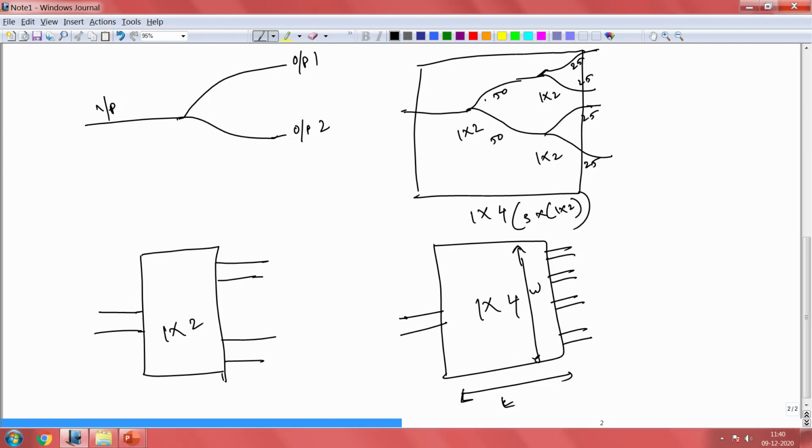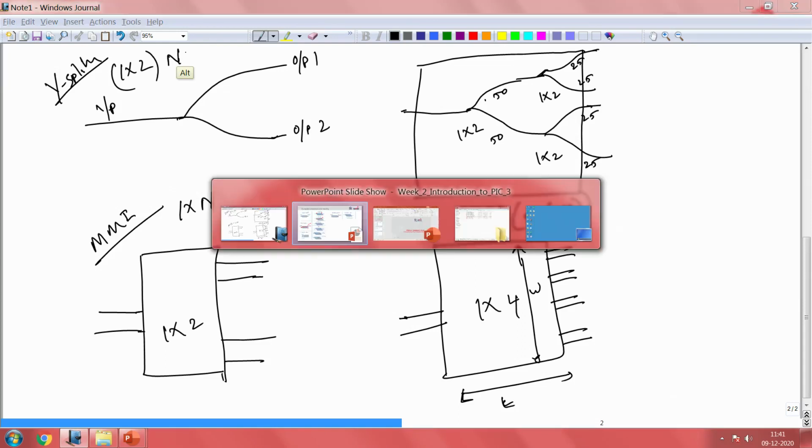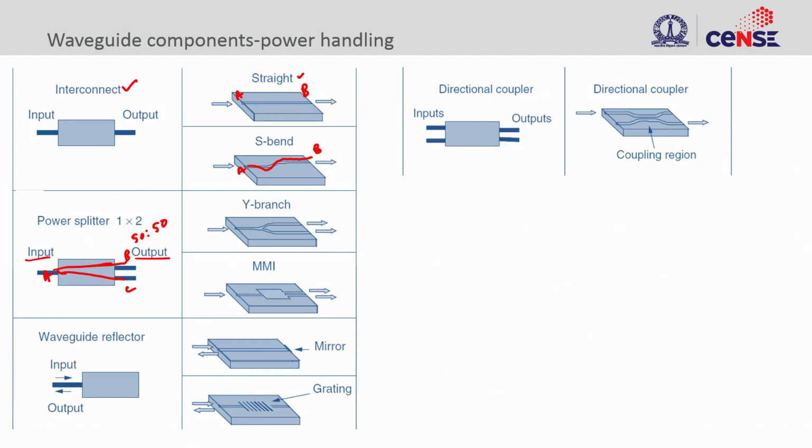So, MMI devices are scalable when it comes to output. So, it will be 1 by n, you can easily do. However, Y splitters are limited by 1 by 2, and however much you want, you just have to add number of stages. So, you need to have more number of such splitters in order to realize different splitting ratios and outputs. All right. So, that is power splitting and power combining.